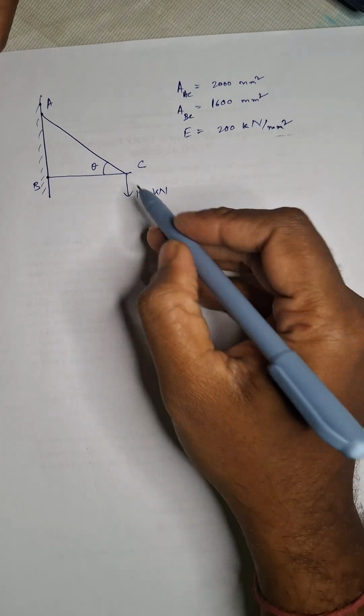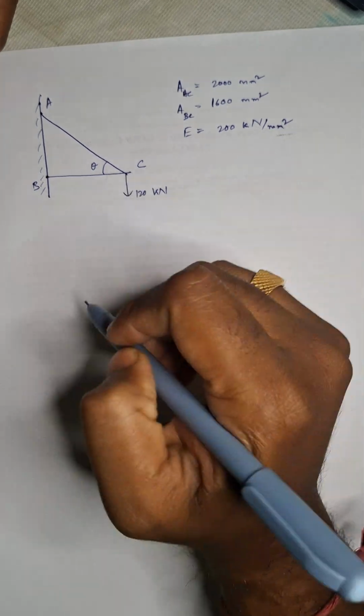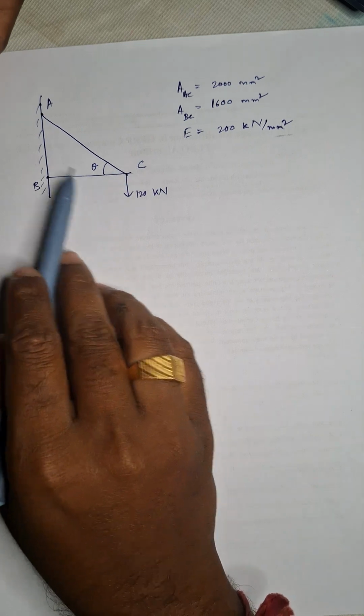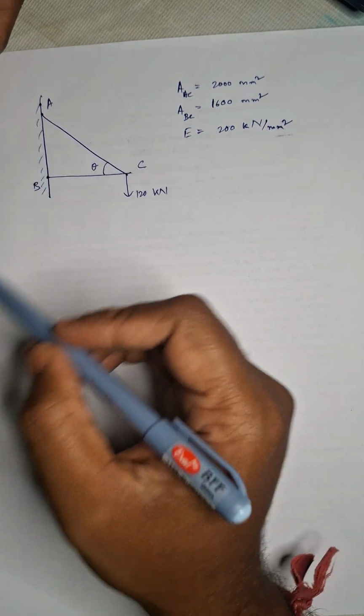Now we need to find out the deflection at point C. In the first step, we need to find out the member forces, the member forces in members AC and BC. AB is not a member because this is fixed, so there are only two members.